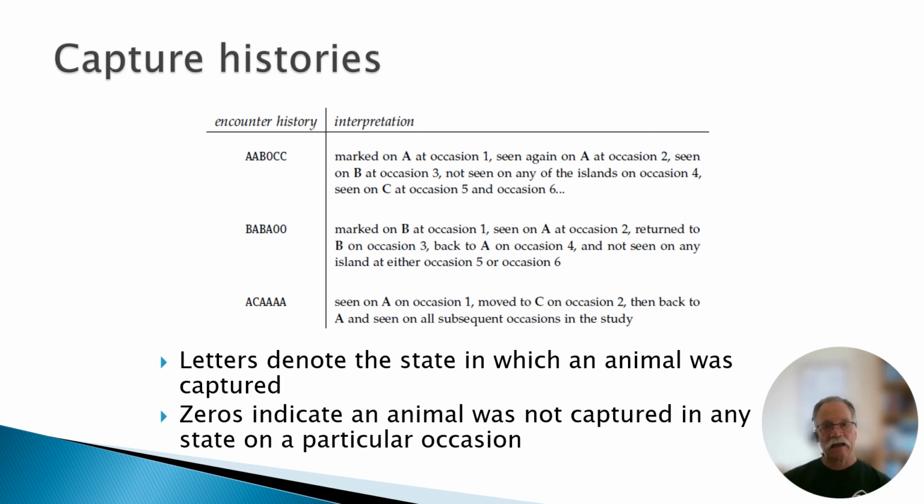Okay, so AAB0CC indicates that an animal was marked first at site A, the next year it was caught at site A, the third year it went to B, the fourth year it was not captured, and the fifth and sixth year it was caught at site C. So you can go through these other capture histories and see how they're described there, but it's pretty straightforward.